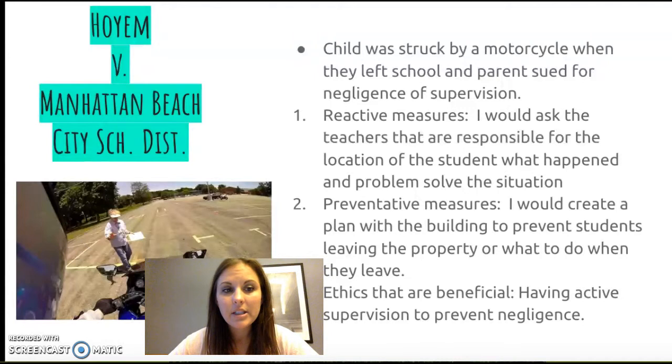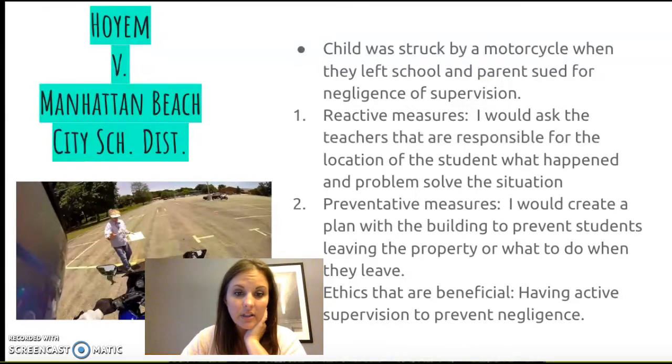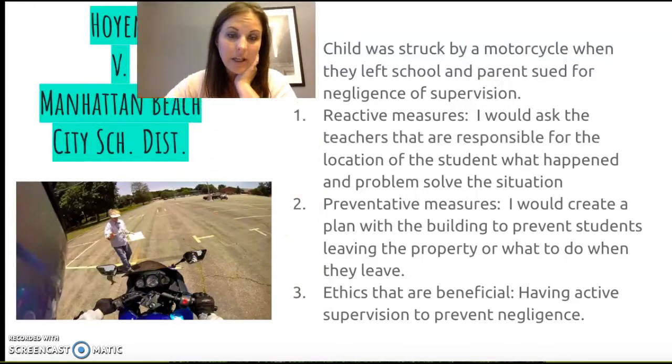The next case I'm going to talk about is Hohem versus Manhattan Beach City School District. So this child was struck by a motorcycle when they left school, and parents sued for negligent supervision. However, the school district did not realize that they had left school grounds, so they did not realize that they would be negligent at that point. But they did find that they were negligent and that they should have known where the student was or contacted someone.